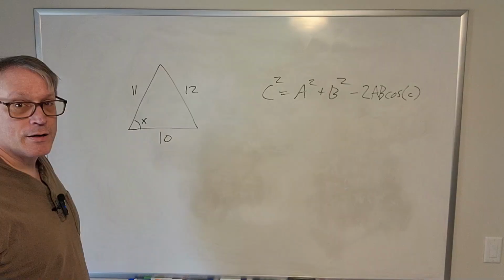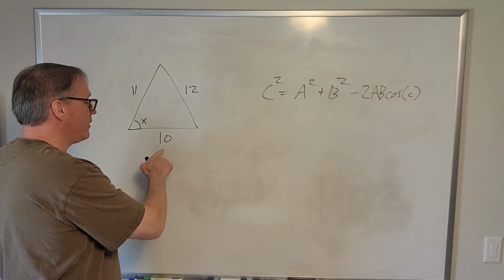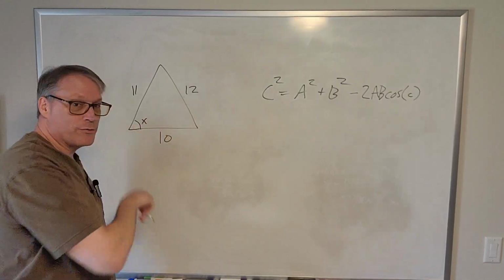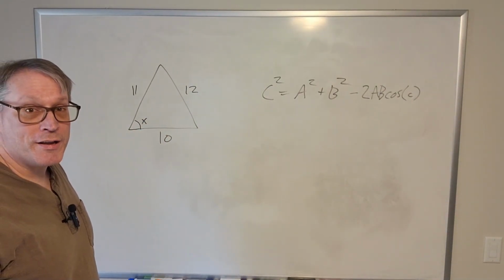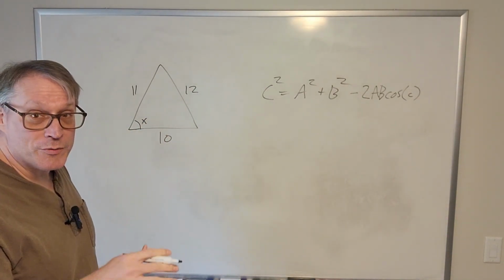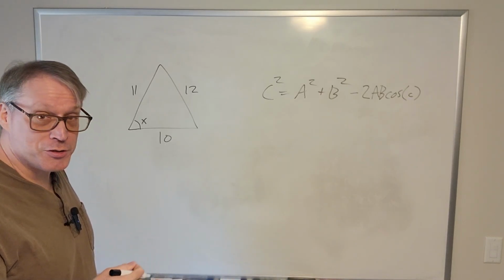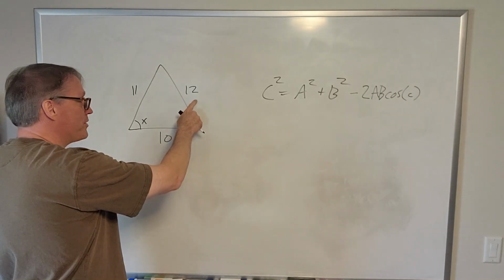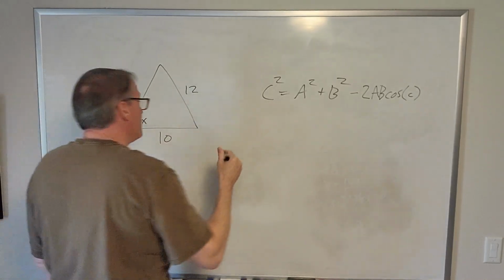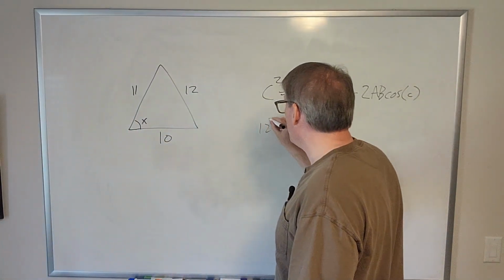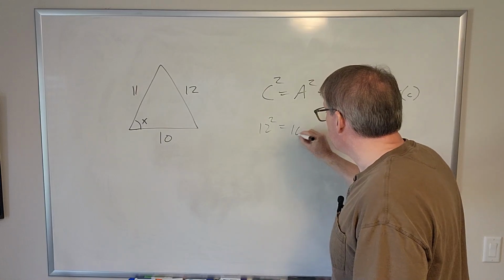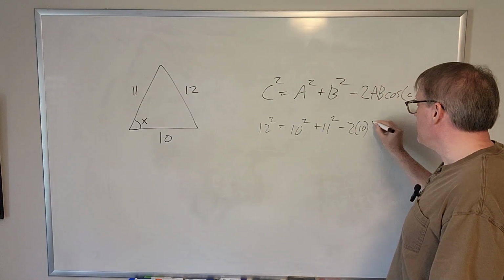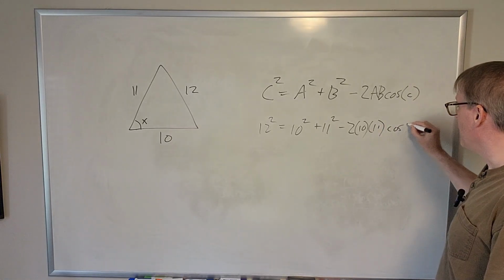Let's do one more. Here's an example where you have a triangle with side lengths 10, 11, and 12, and the angle opposite the 12 is what we're looking for. How in the world would you find that angle? You want to give it a shot on your own, pause the video, otherwise I'll just do it. Ready? We'll set up the law of cosines using this as your c since it's opposite the cosine. So in this case, you'd have 12 squared equals 10 squared plus 11 squared minus 2 times 10 times 11 times the cosine of x.